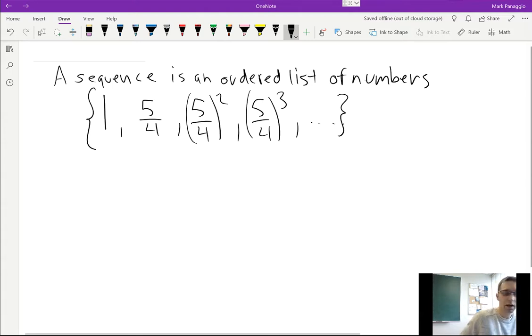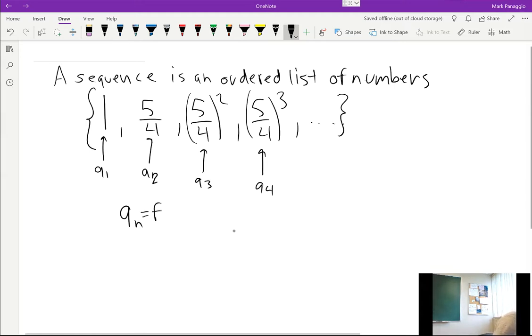And sequences are actually very useful for describing patterns that we see in the real world. And often, the way that we'll describe that pattern is with a function. So let's denote the nth term in this sequence with a subscript n. So we could call this maybe a1, a2, a3, a4, and so on. And the nth term would be a_n. And we could describe this pattern by finding some function such that when I plug in n, I actually get the right number within the sequence.